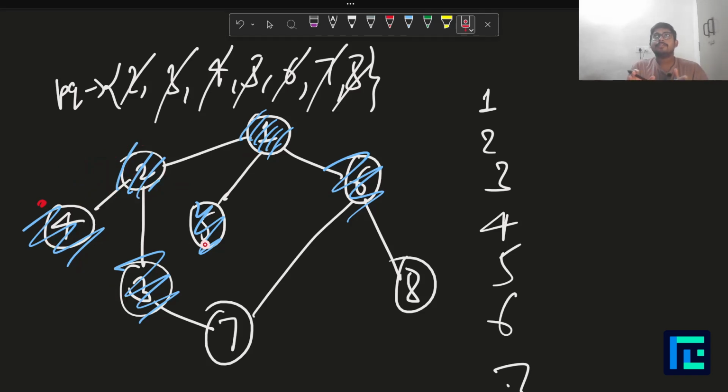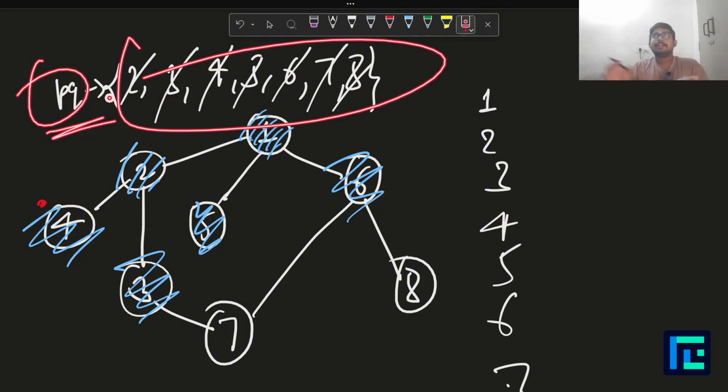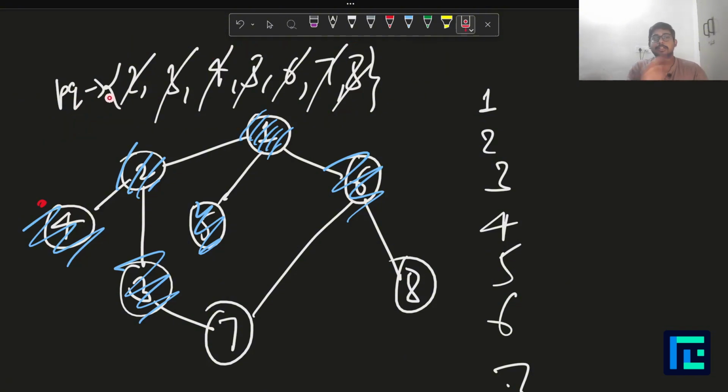But if you are using a queue, you are doing it on a first come first serve basis, whichever gets inserted first comes first from the queue. Here what you needed to do is visit those nodes first which have lower value, in order to have the lexicographically smallest sequence. So you use a priority queue so that, whatever the available options are, whichever has the smallest value is taken first. So it's the same as a BFS using a priority queue.